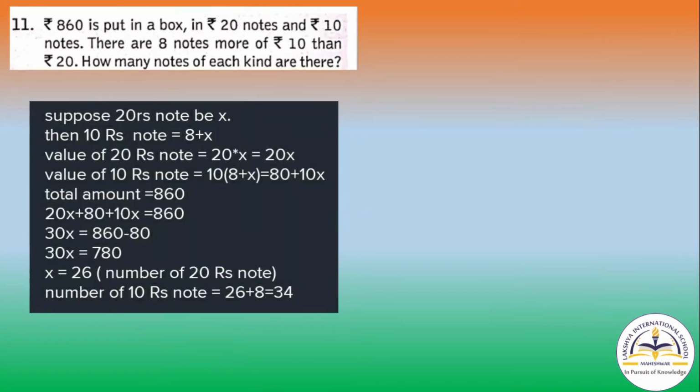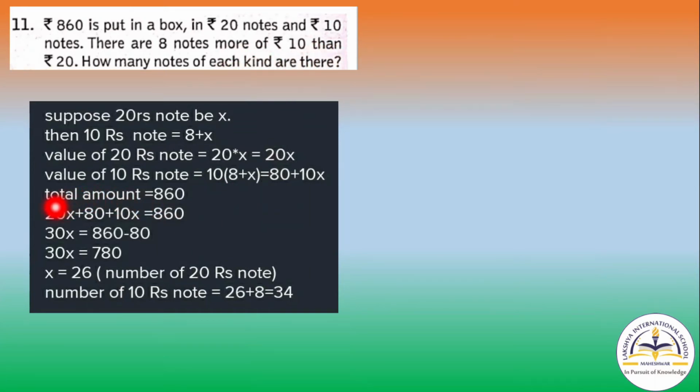Question number 11. Rupees 860 is put in a box in rupees 20 notes and rupees 10 notes. There are 8 notes more of rupees 10 than rupees 20. How many notes of each kind are there? Suppose the 20 rupees notes be x and the 10 rupees notes be 8 plus x, because there are 8 more notes of 10. Now the value of the 20 rupees notes will be 20x. Now the value of the 10 rupees notes will be 10 multiplied by 8 plus x, because there will be more notes.